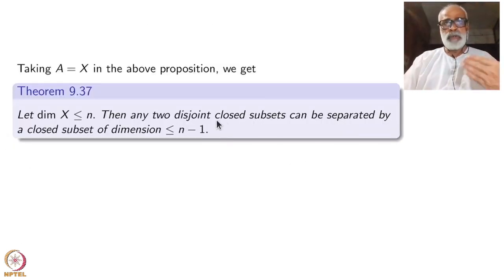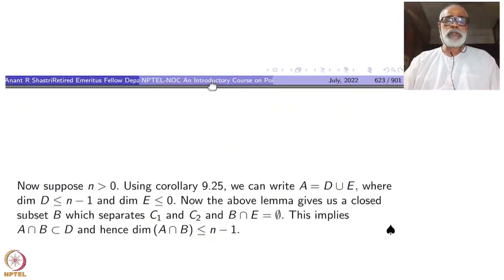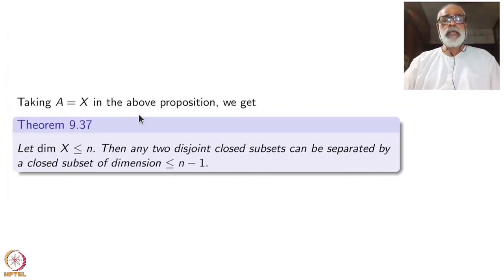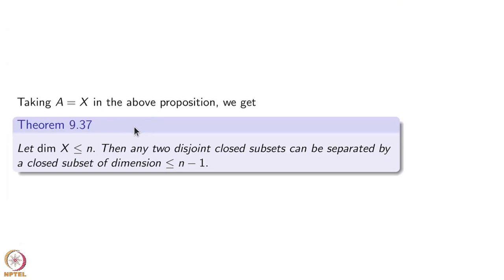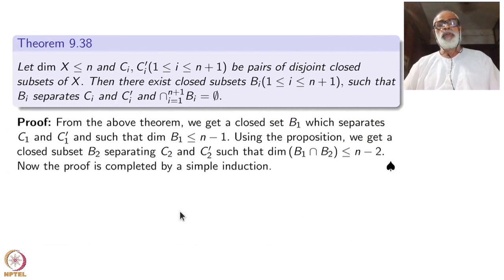Now in the above theorem, take A equal to X. Well, this was not a theorem, it is a proposition, doesn't matter. Take A equal to X, then what do I get? Let X be of dimension less than or equal to n. Then any two disjoint closed subsets can be separated by a closed subset of dimension less than or equal to n minus 1. Okay, so no question of intersecting with A because A is the whole space X now. Now we want to improve upon that one.